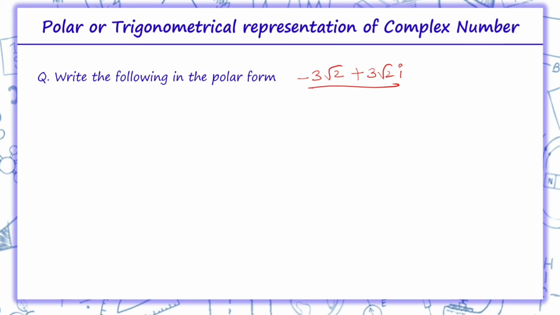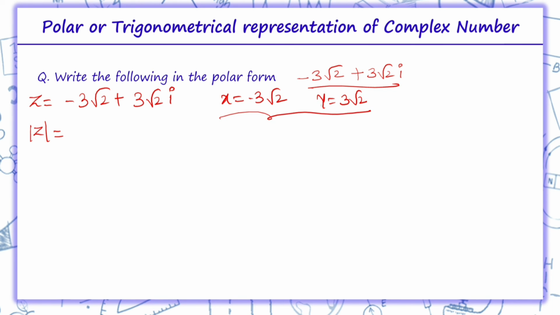That means we are provided with a complex number z equal to minus 3 root 2 plus 3 root 2 i. Over here first of all we will calculate mod of z. Now over here x is what? Minus 3 root 2. That means x is smaller than 0. y is 3 root 2, y is greater than 0. x is smaller than 0, that means it is lying in the second quadrant.